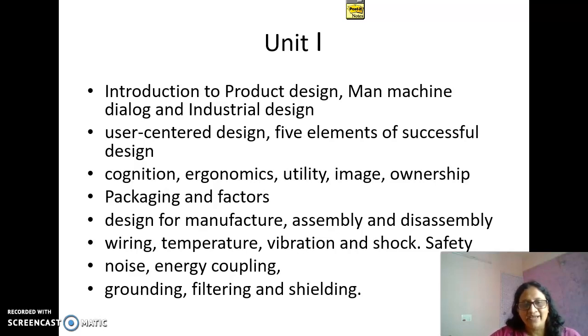other aspects, wiring, especially for electronic product. Wiring is very important. All the considerations we need to take into account while designing electronic wiring. Then temperature and vibration shock effects on the electronic product. Safety considerations are very important. And last points are regarding the sources of noise, elimination of noise, grounding, filtering, and shielding aspects. But in this session, I'm going to discuss with you about the basics of electronic product design.